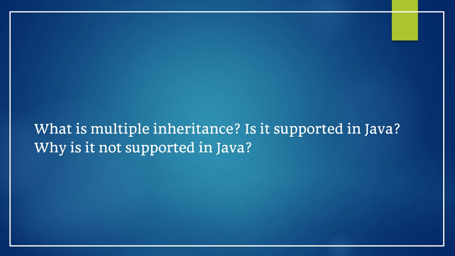Why it is not supported in Java is, assume that there is one parent class with a method called run, and there are two children of it, and each of them has its own implementation of the run function. And you have one more class below this, a subclass, which is trying to inherit from the two children that we already have, and it's trying to invoke that method run. So Java would have a confusion as to which method to call. This is called the diamond problem. That's why Java does not support multiple inheritance.